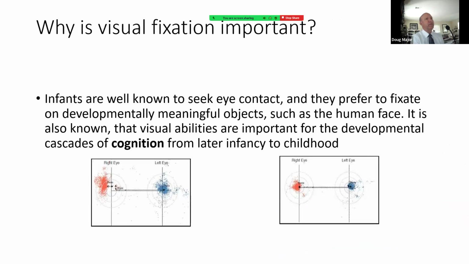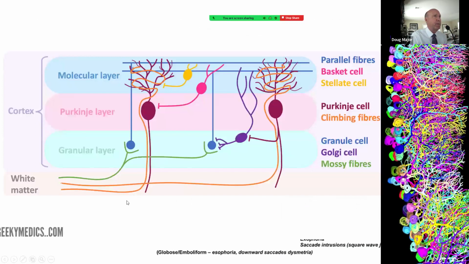And it's so important. Infants seek eye contact. We prefer that. Fixation is so meaningful as a developmental part of cognition. And without fixation, we have a problem, as we found in autistic children or children that are blind. Just do a quick assessment.